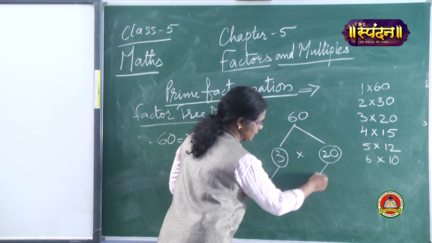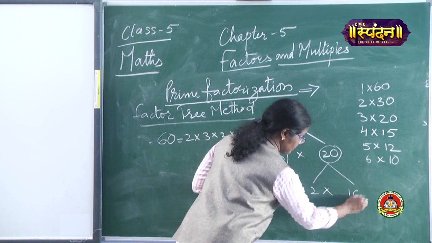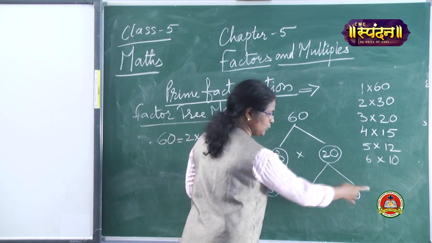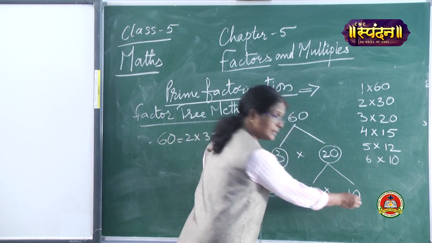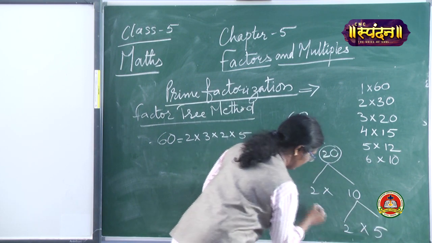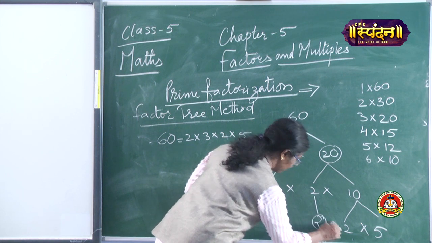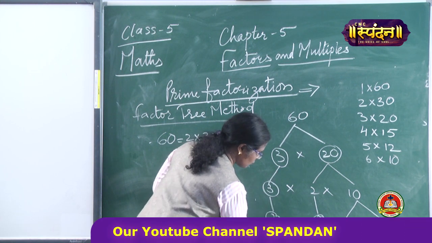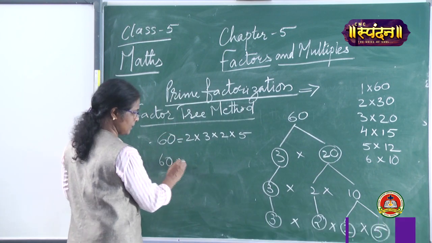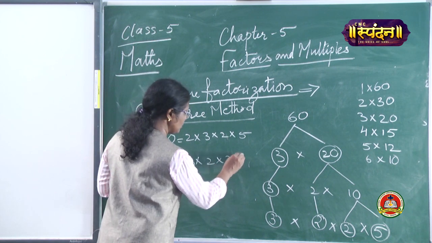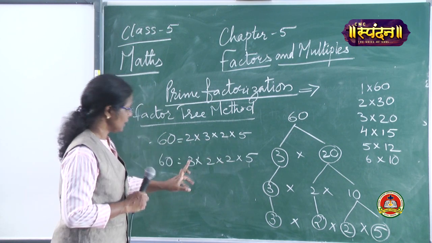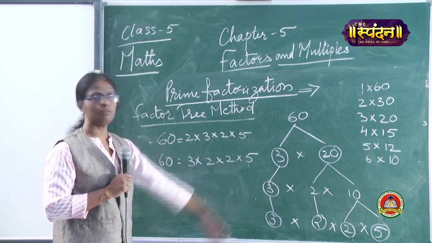Now 20 can be split up as 2 into 10. Here 3 is coming down as it is, 3 into 2 into 10, but here 10 again is a composite number. We will be splitting that 10 again into 2 into 5, and this 2 will come down as it is, this 3 will come down as it is. So you get the answer 3 into 2 into 2 into 5. It is the same as before.